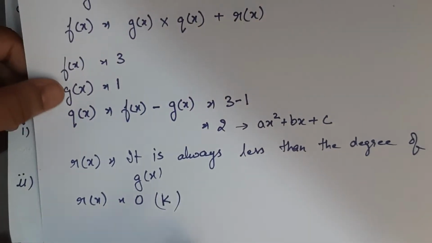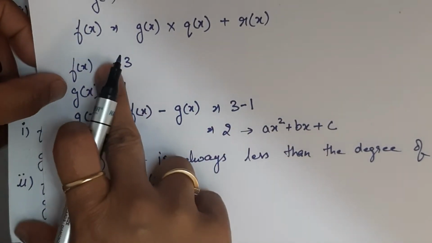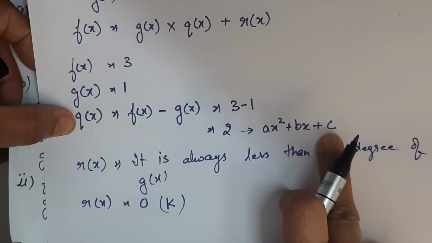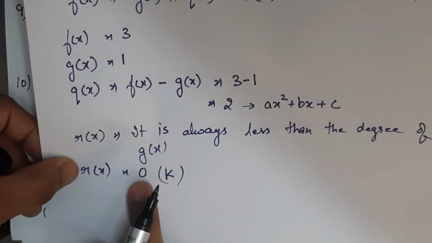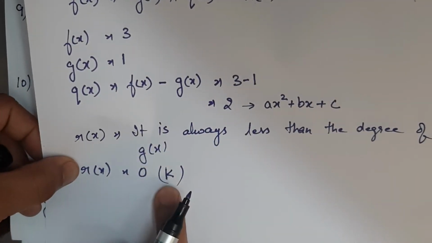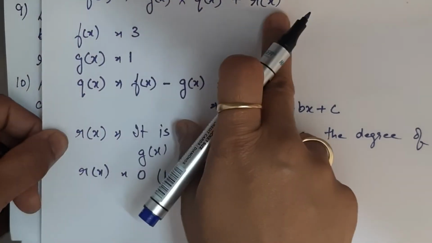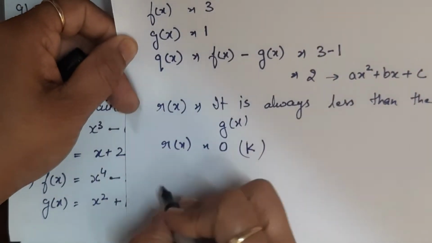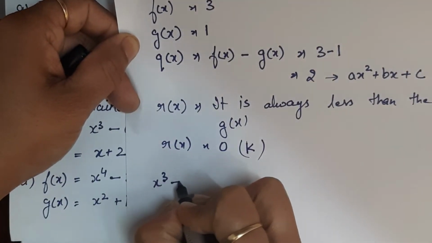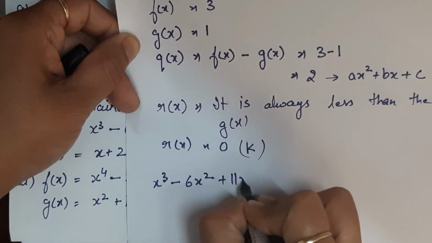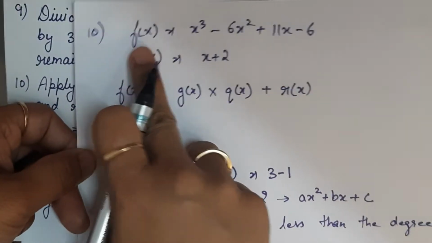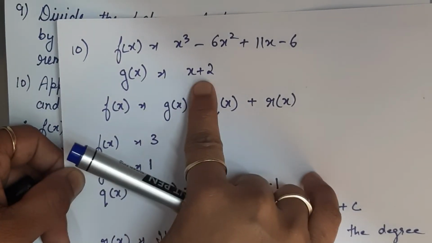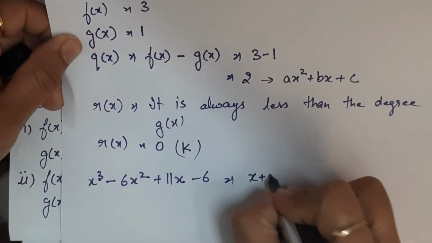Okay. Now see, this equation we know, fx, gx we know, qx because of the degree we have found the equation, and similarly the remainder we know. Now put all these things in this formula. See what fx is to us. It is x cube minus 6x square plus 11x minus 6. This is fx. Now it is equal to gx, which is x plus 2.